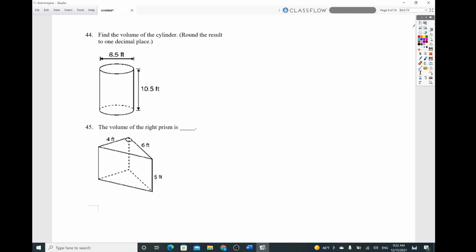Okay, and here's another slide. Find the volume of a cylinder. The way to find the volume of a cylinder, it's always V equals pi r squared times the height. So diameter is given already. It's 8.5 feet. So half of it, the radius, is 4.25. So pi times 4.25 quantity squared times the height, 10.5. And then the rest of this, just put into the calculator and round it to 1 decimal place.